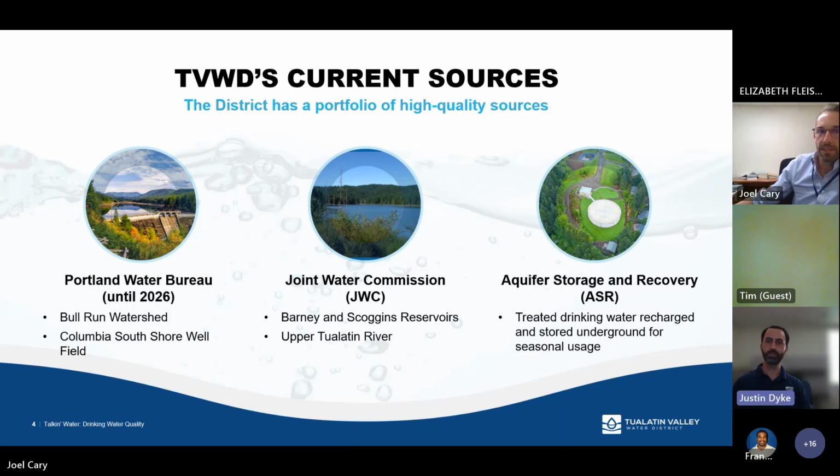Thank you. Yeah. And then Buzz's next question relates to the ASR and pumping water back into the ground. Does it affect the water table height on Cooper Mountain? That's actually a great question. Short version is, yeah, a little bit actually, it does.